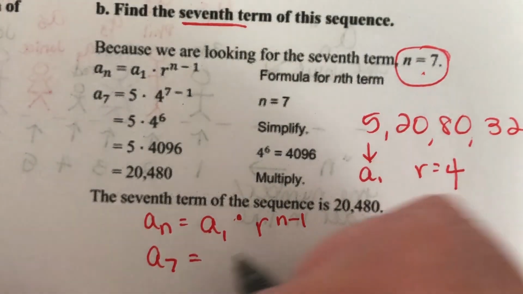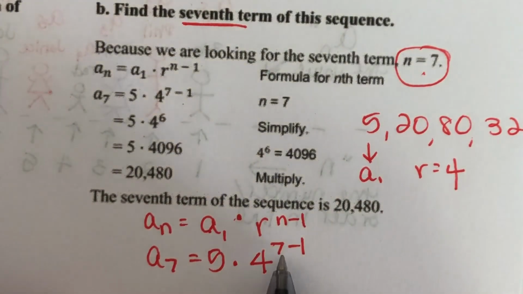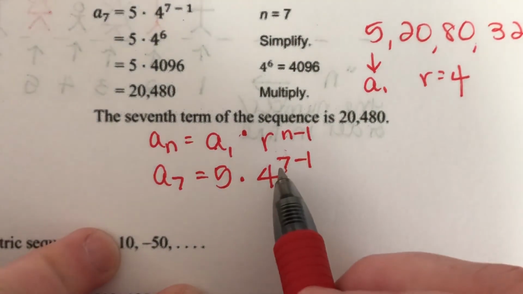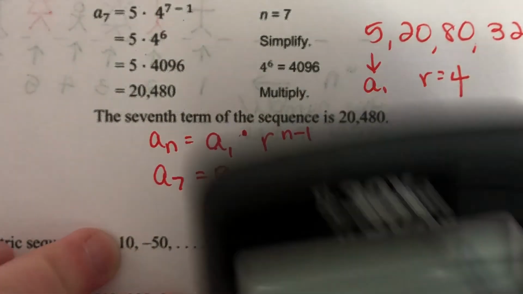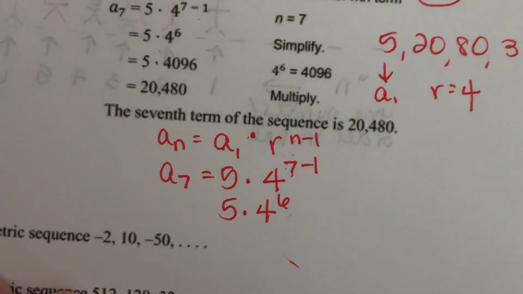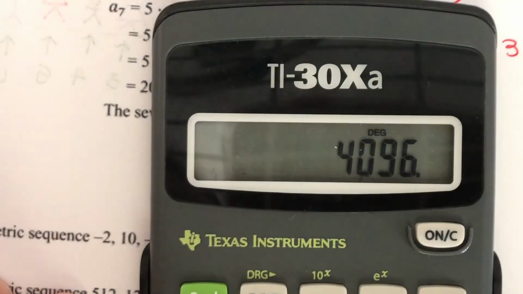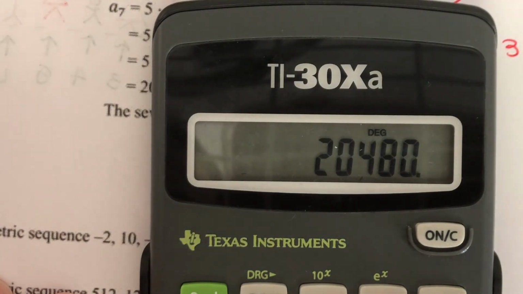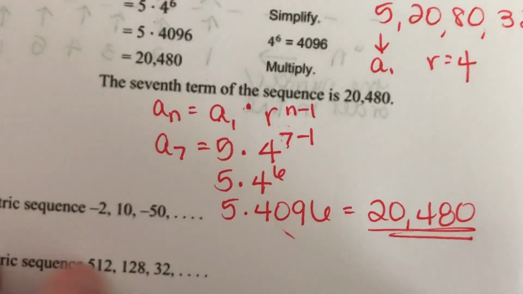So the first term, which is 5, times the common ratio to the n minus 1 power. I'm looking for the 7th term in the sequence, so 7 goes in for n. So now I can actually simplify this. 7 minus 1 is 6, so I'll get 5 times 4 to the 6th power. 4 to the 6th power equals 4,096. So 5 times 4,096, and I get 20,480. That is the 7th term in my sequence.